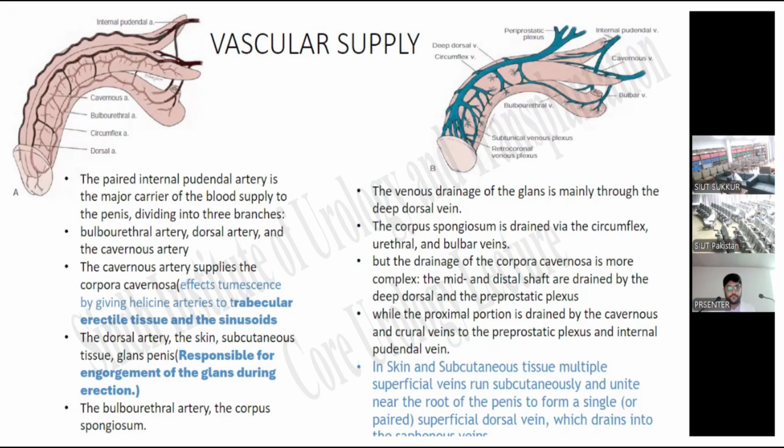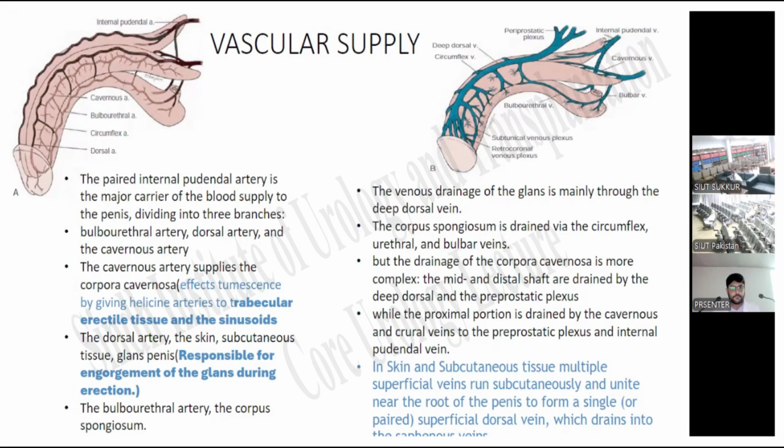That is the superficial, which drains. The intermediate is the circumflex and the deep dorsal, and both of them are going to be drained in the right pudendal and the left pudendal, which itself is going to be drained in the cavernous and then form the retropubic venous plexus.